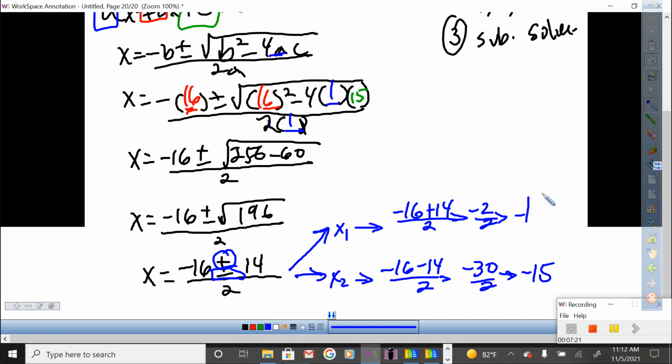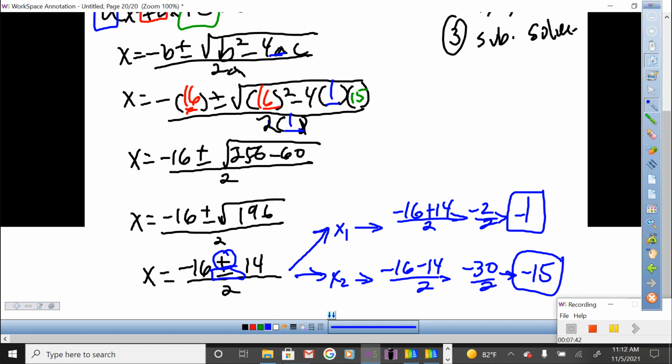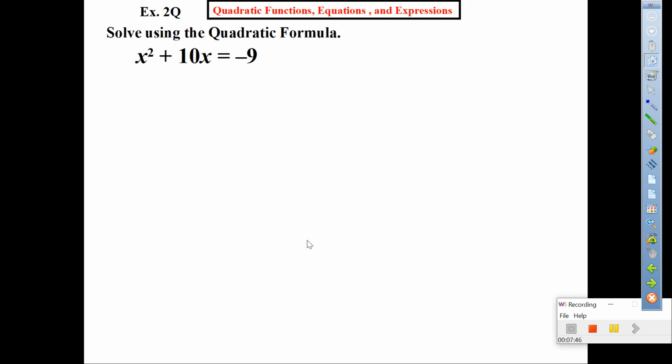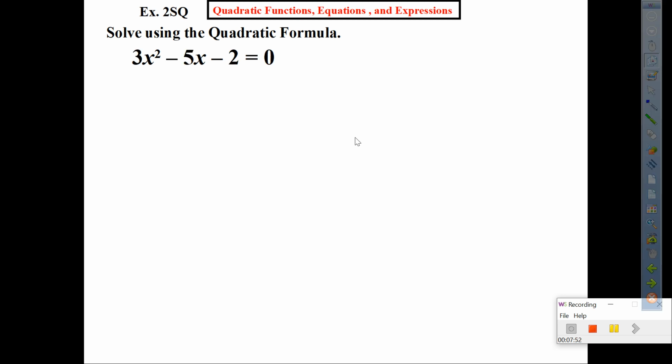So my solutions here: x sub 1 is negative 1, x sub 2 is negative 15. And these probably are the easiest ones, because all you need to remember is the quadratic formula and make sure it's in standard form so you can substitute A, B, and C into the formula. Okay? Alright, we got it? The rest are pretty much the same. You just identify A, B, and C, substitute those values into the quadratic formula, and so on and so forth.